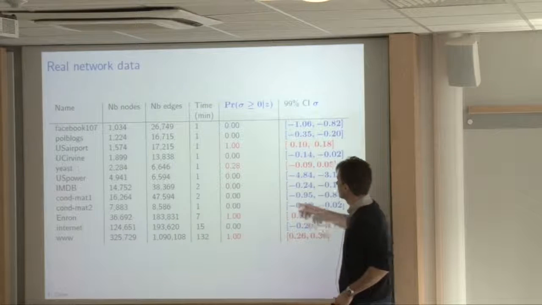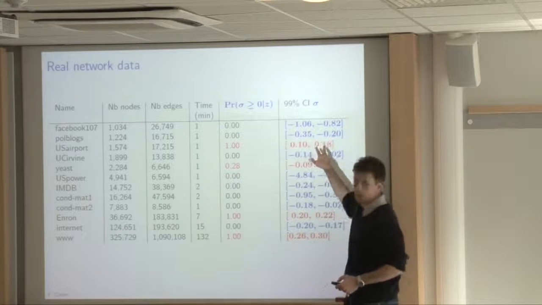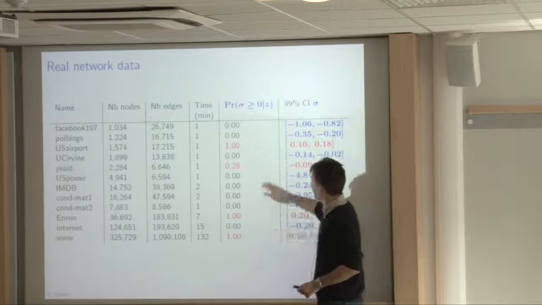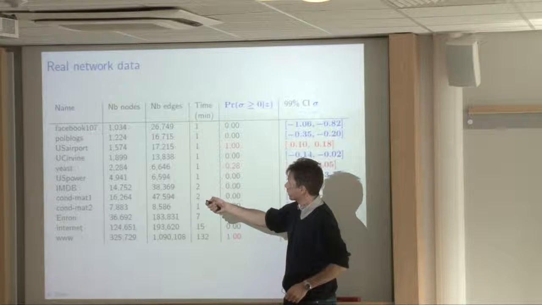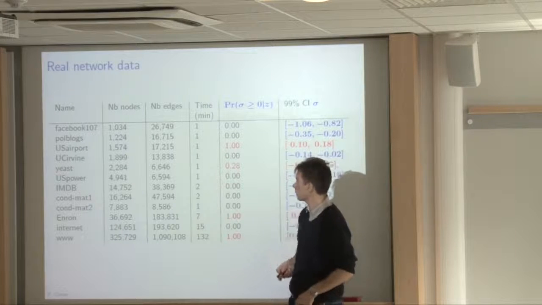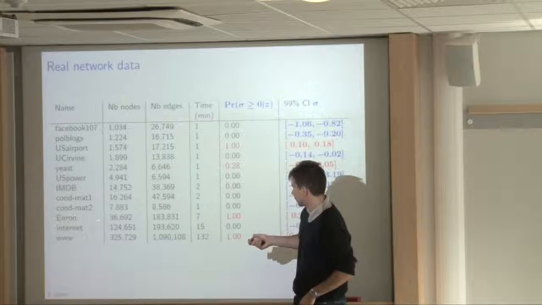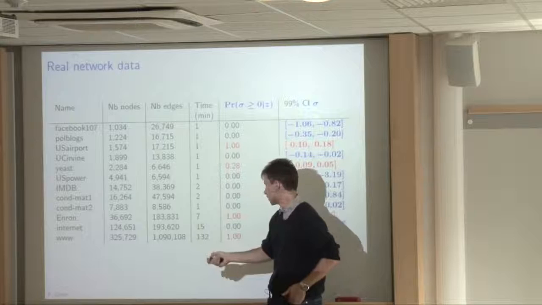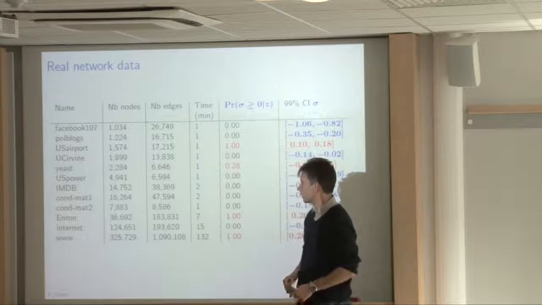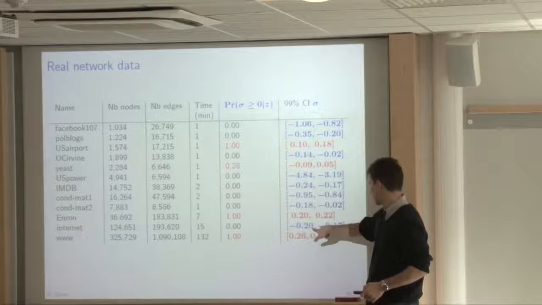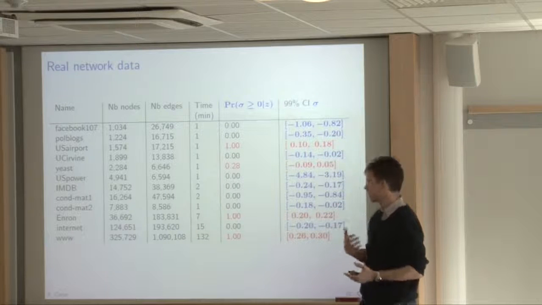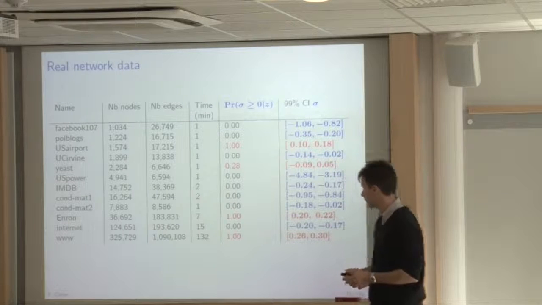And so we report here the probability that the graph is sparse under the model, and some credible intervals here for sigma. We identify that some of the networks are dense. For example, this one is a small social network, so you expect that it's quite densely connected. This one is a network of political blogs in the US, so again, you expect that there are a lot of connections. For others, you obtain clear sparsity, for example for the Enron dataset, and here for the World Wide Web dataset. We've got quite surprising results, for example for the internet network, where we obtain a sigma between minus 0.2 and minus 0.17. The internet network is believed to be sparse, so there must be some misspecification in our model and we cannot really capture this network.